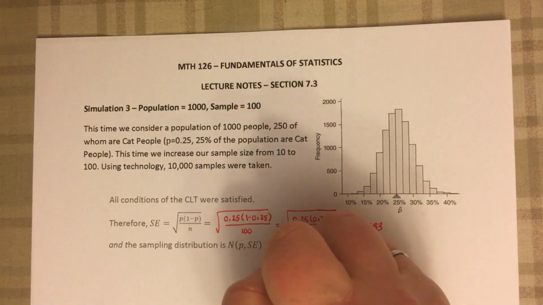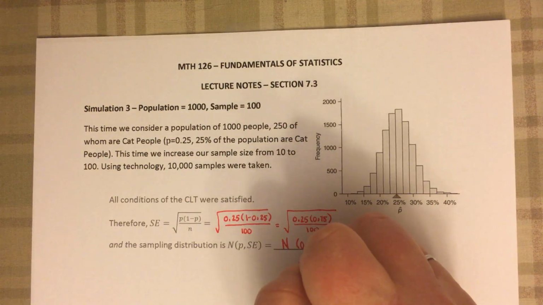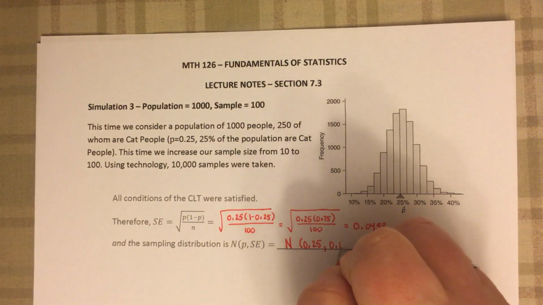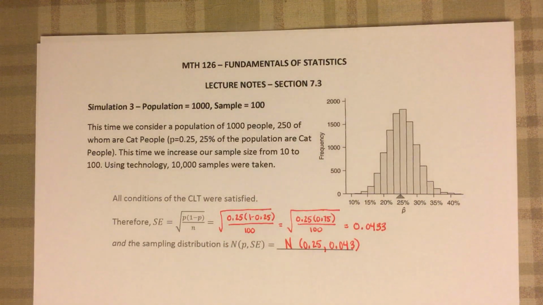So the whole point of doing this is that we get our normal distribution, with our n, and then our 0.25, comma, 0.043. I'm just going to round it off to that decimal place. Once we have this information, we now have a normal distribution like we used in section 6.2. Now we can answer questions about probability.